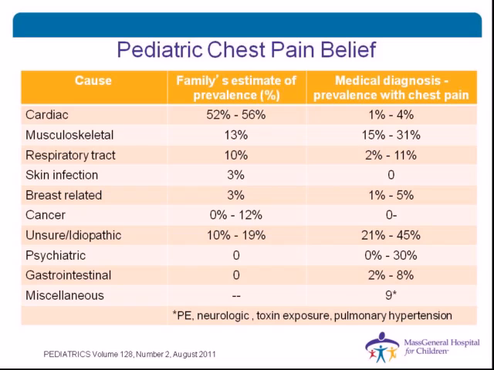although a family's perception of cardiac chest pain or a cardiac etiology of their child's chest pain may be upwards of 50 to 56%, the actual medical diagnosis of there being a cardiac etiology associated with chest pain is only 1 to 4%. More common etiologies of pediatric chest pain when identified are musculoskeletal, respiratory tract infection, psychiatric. The vast majority of these cases, however, we're unsure or the cause of pediatric chest pain is idiopathic.